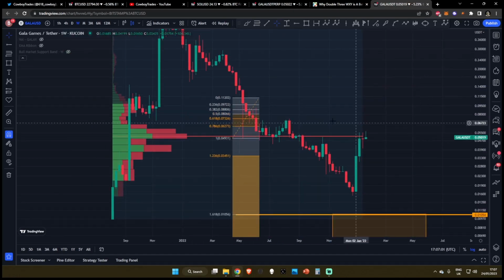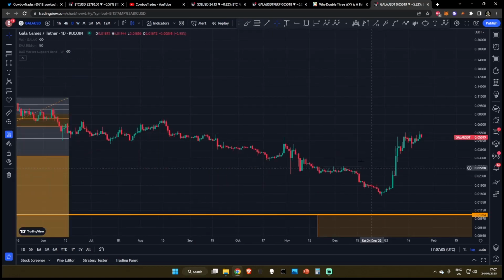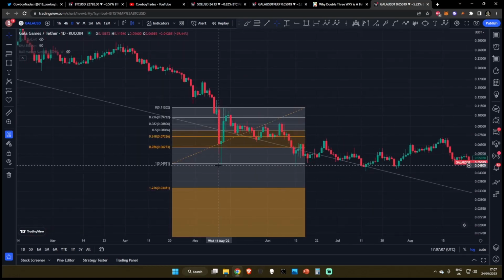It's a little bit hard to see. You can't actually see it on the weekly time frame. You might be wondering how on earth is this drawn? If we come over to the daily, you can now see it. It is drawn from this low down here, and we had a huge impulse all the way back up.